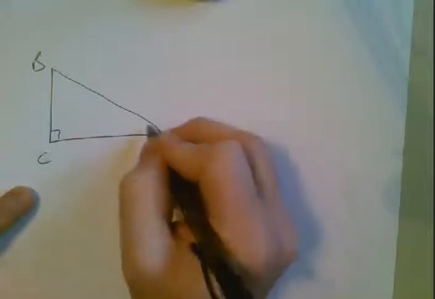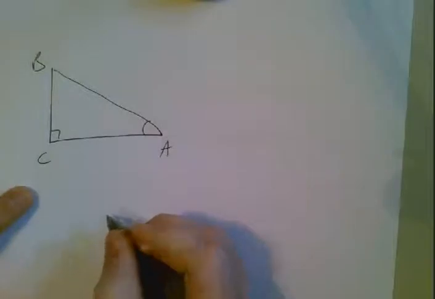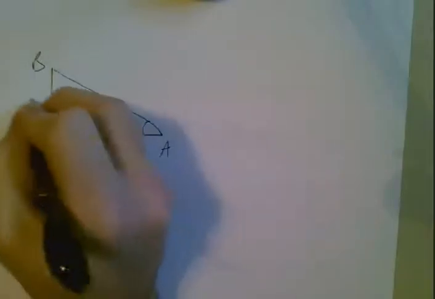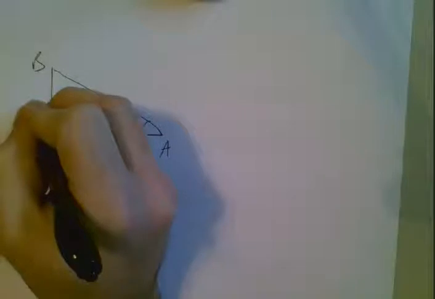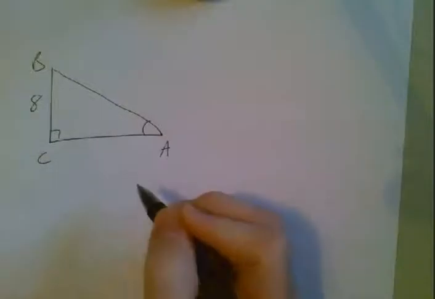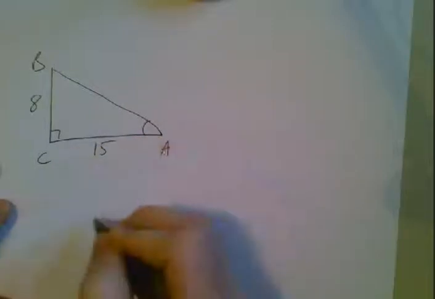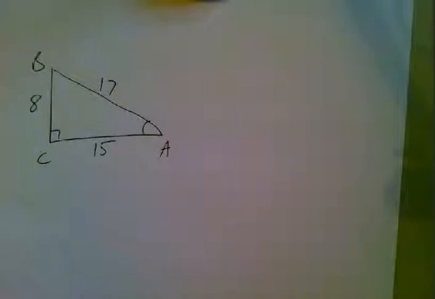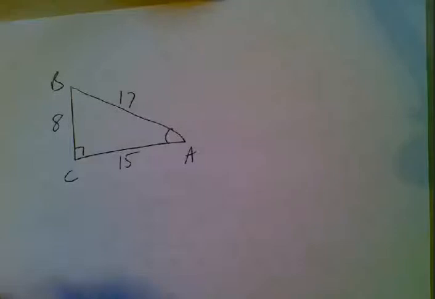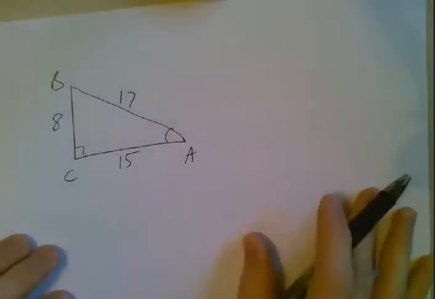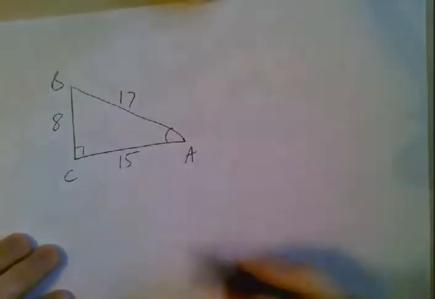And the letters don't really matter. I'm just going to try to be consistent. There's my angle. Let's put some numbers in here. Let's go with 8, 15, and 17. How about something like that? And again, the numbers don't really matter. It's just a matter of making sure that it fits into the right triangle. So let's go ahead and try to find the sine, cosine, and tangent for angle A.